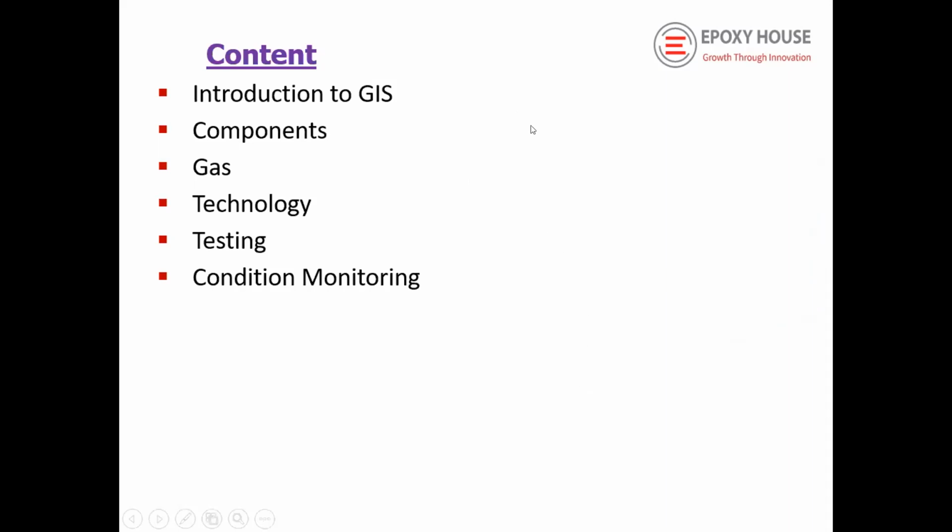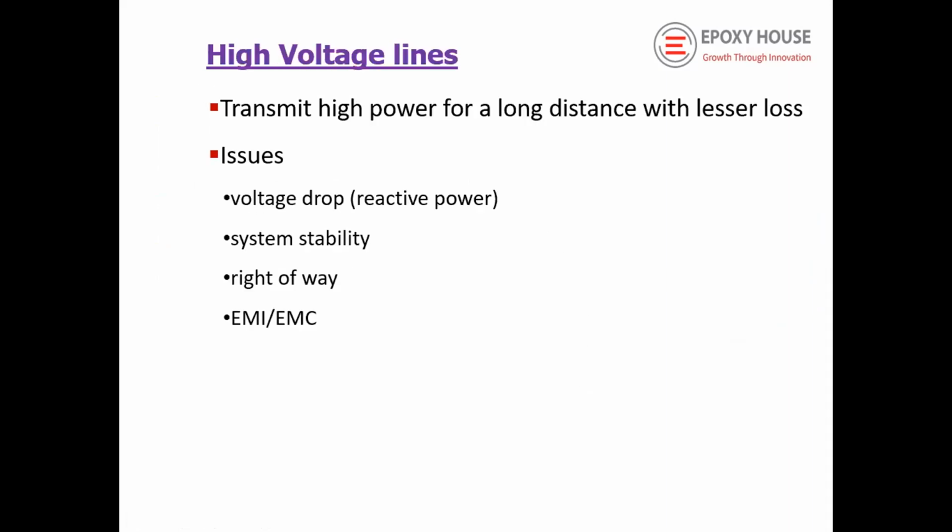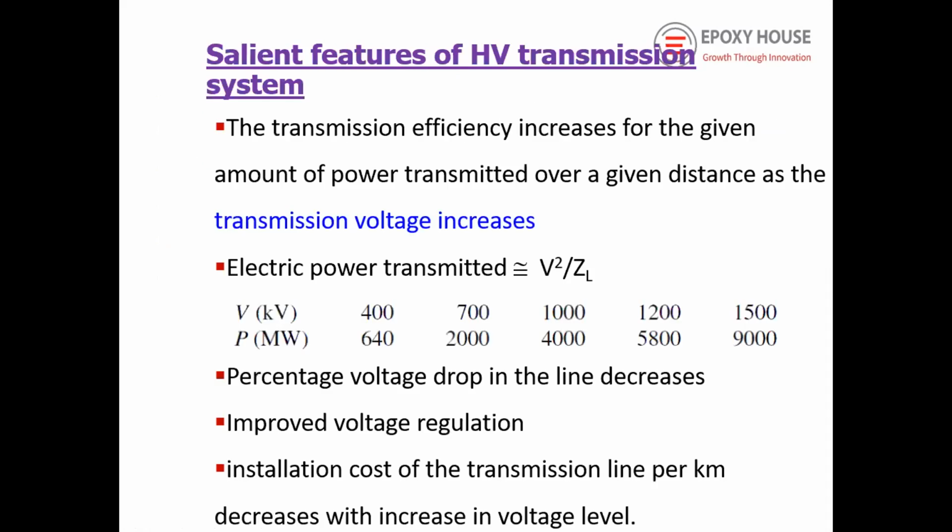So when you go with the high voltage, why do we have to go ahead with high voltage? This is known to everybody because of the voltage drop, system stability, and right of way requirements. These are the critical requirements for the high voltage lines.